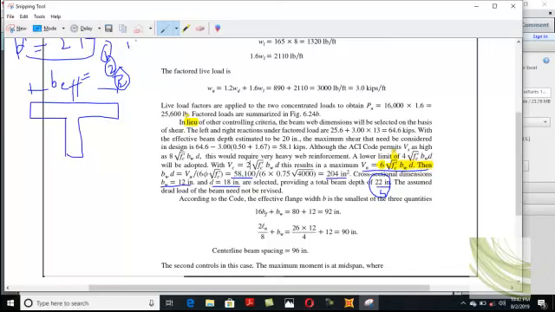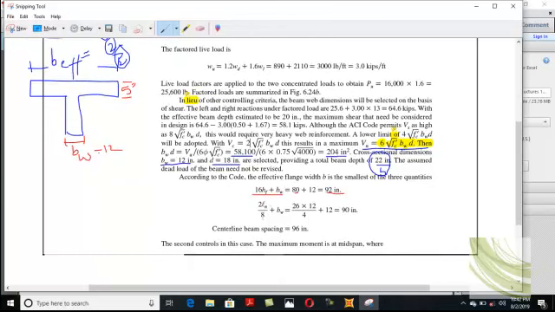The first criterion is 16 hf plus bw. bw is the web width, correct? So this one criterion is used. 16 hf, where hf is the flange thickness, that is 5 inches. Clear? So 16 multiplied by 5 gives you 80, and bw is 12 inches, so that gives you 92 inches.